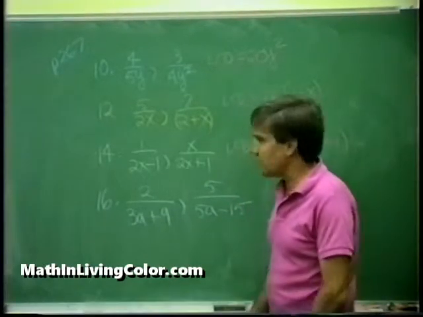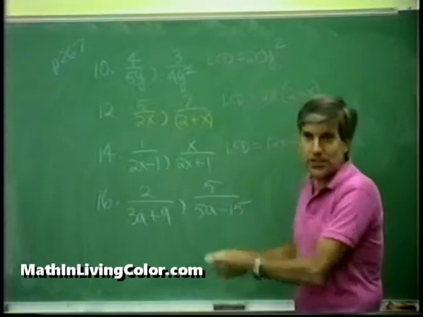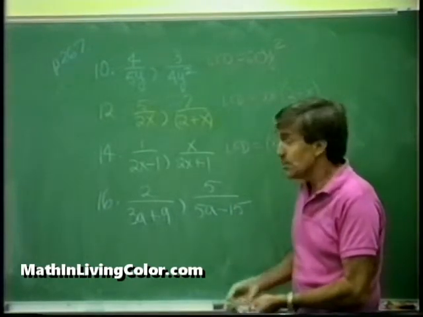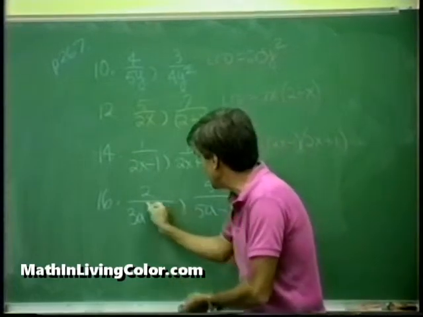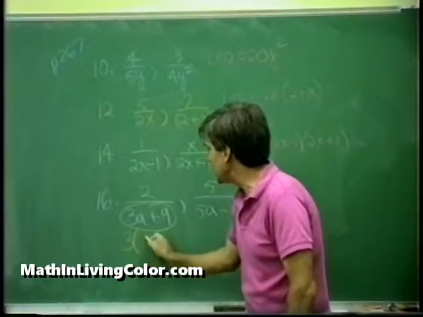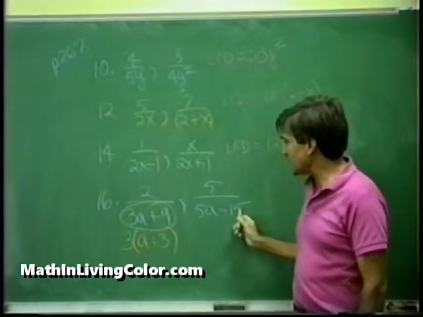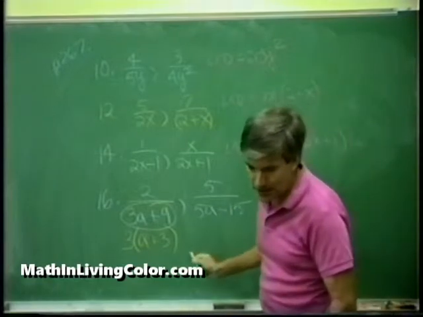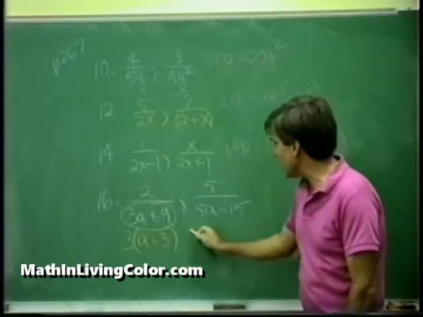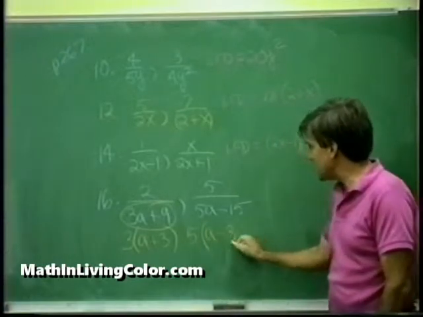Now, what we have to do to find the common denominator, we have to look to see what factors are present in each denominator, right? The key word there was factor. So we need to factor this denominator, don't we? How would you factor that denominator? 3 times an a plus 3, right? Can you factor this denominator? Did I copy that right? I did, didn't I? What's the factor here? 5 times a minus 3.